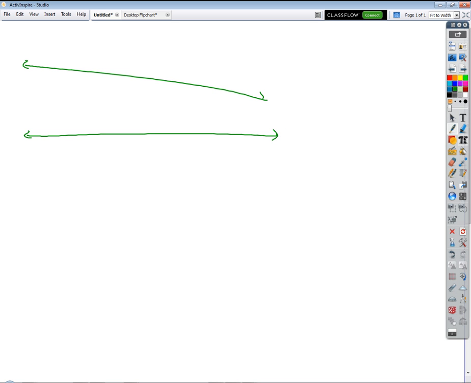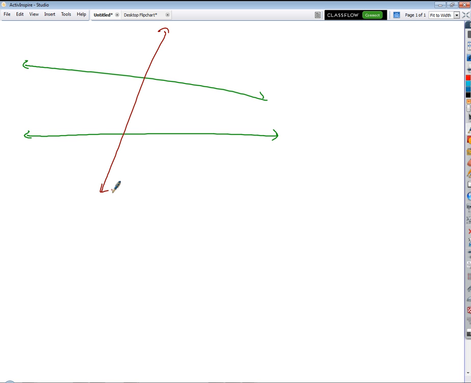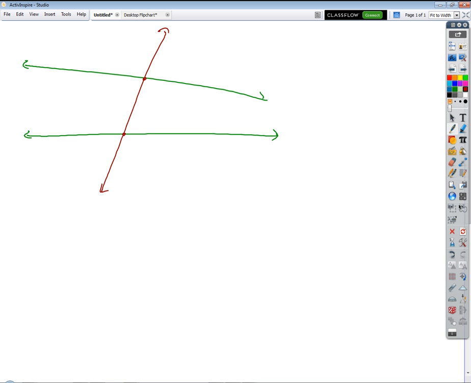Is the red line a transversal? Yes or no? What do you think? Yes. Yeah, okay. How come? Okay, good, because the red line intersects the two green lines in two different places, and they're all in the same plane, right?